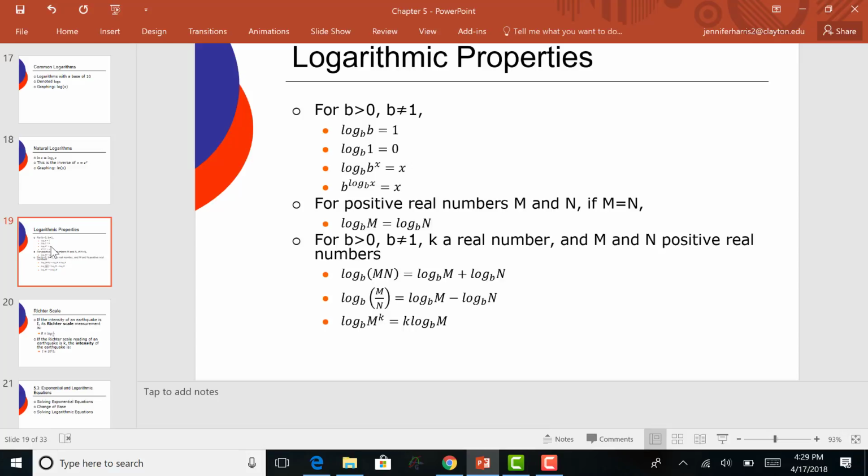Log base 4 of 4 equals 1. So what they just said in that property is, when the base and this number are the same, what's the answer always gonna be? 1. It doesn't matter if there's a 4 and a 4, a 5 and a 5, a 6 and a 6, 7 and a 7. If those two numbers are the same, the answer is 1. That's when b is greater than 0, but b is not equal to 1. They just want it to be positive and not 1.